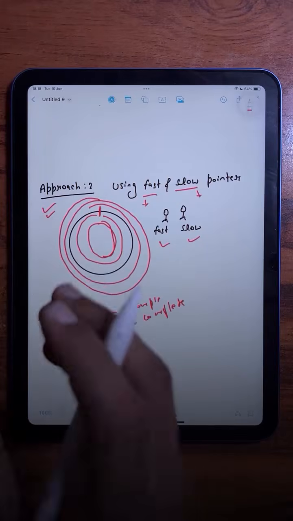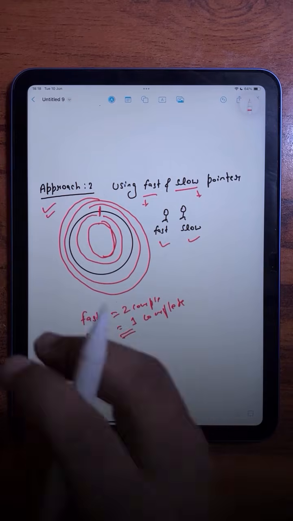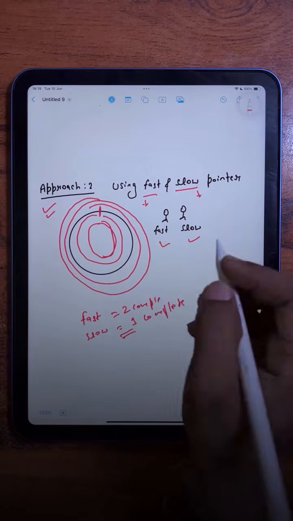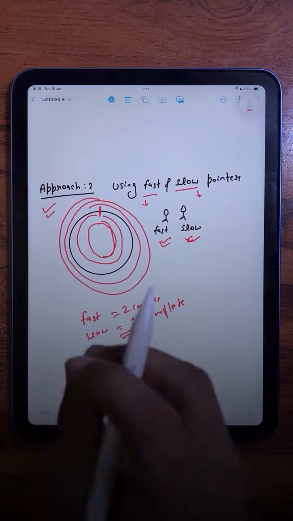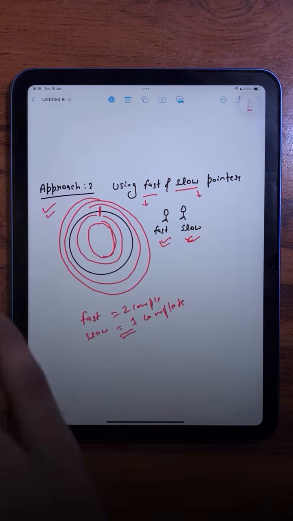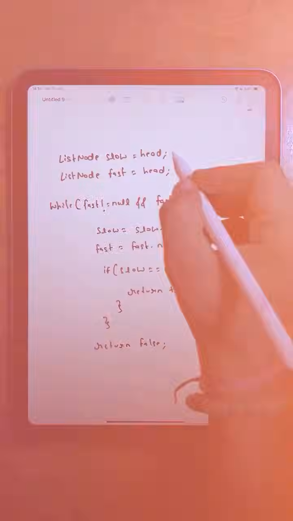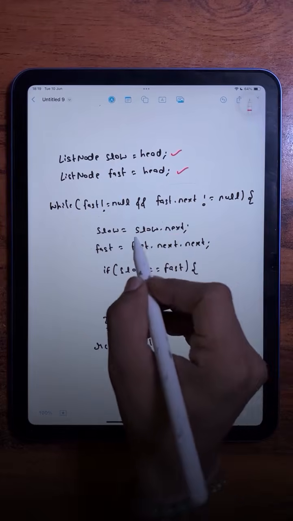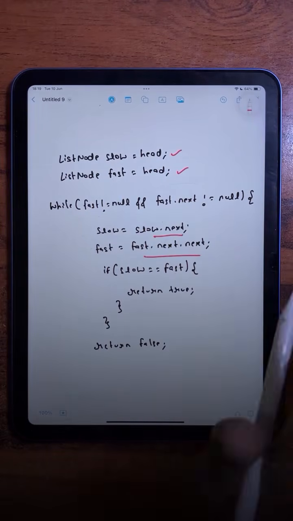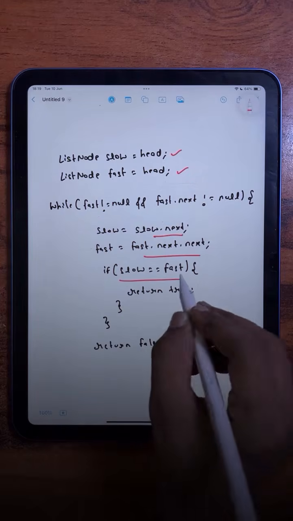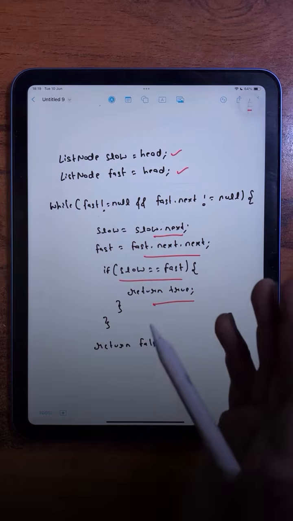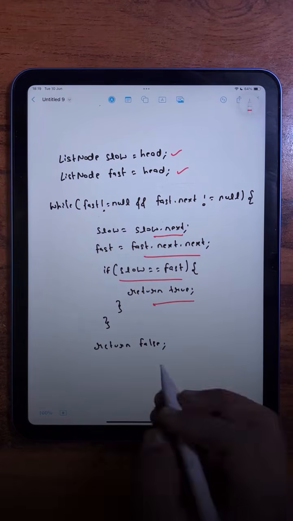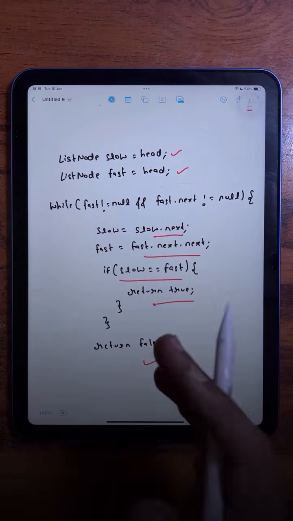So the same concept we are going to apply in the list. If my list has a cycle in it, that means both the fast and slow pointer will definitely meet at a point. And if they are not meeting, that means the list does not have a cycle. So the same thing we have done here. We have taken two pointers, fast and slow. Slow is moving one step at a time, fast is moving two steps at a time. And if they both meet at a point, that means the list has a cycle in it, so we will simply return true. And if they both are not meeting at any point, that means the list does not have a cycle in it, so we will simply return false.